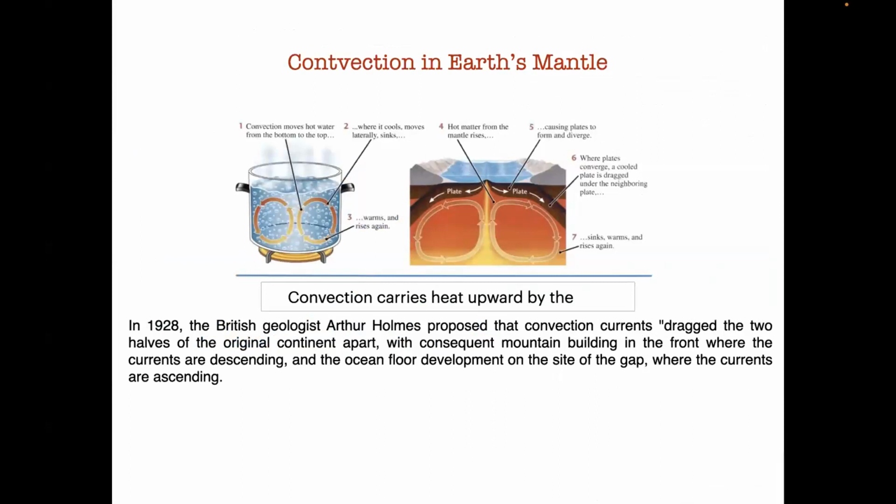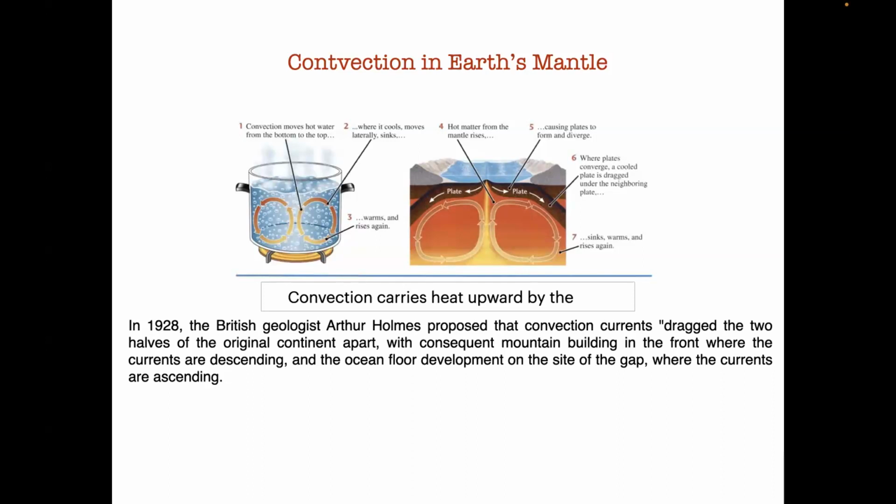Yeah. So then in 1928, this British geologist Arthur Holmes proposed that the convection current in the upper mantle would be the source for the driving of the lithospheres. He suggested that like how we boil water in a vessel, the boiling water moves as a convection current. The hot water from the bottom rises up to the top, and when it cools down at the top, it sinks down to the bottom of the vessel, and again when it warms up, it rises again.